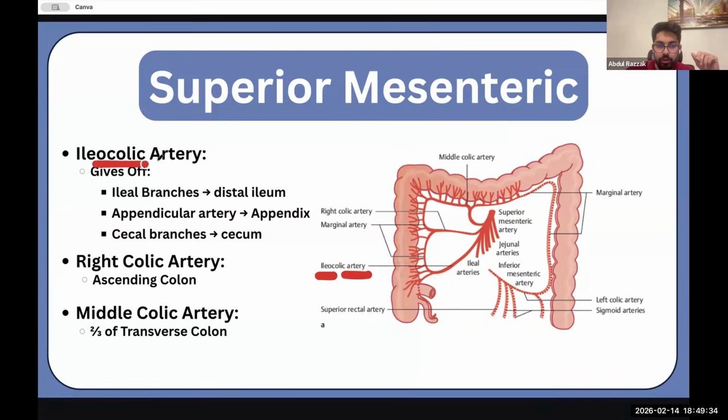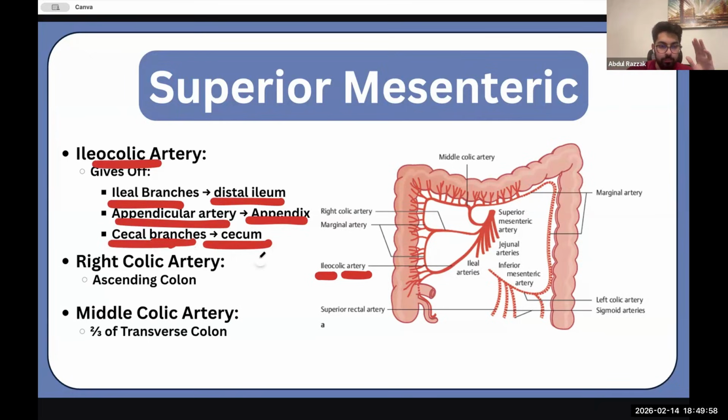Now this ileocolic artery is going to give off the ileal branches, which are going to supply the distal ileum. It's also going to give the appendicular artery, which is going to supply the appendix, and it's going to give off the cecal branches, which are going to supply the cecum. Anterior and posterior branches, superior and inferior branches, by the way, of the cecal artery.